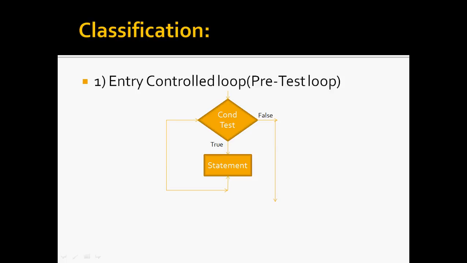As you can see, in the entry control loop, the condition will first be checked for the variable. If the condition is true, then the statement will be executed. And if the condition is false, then the control will directly transfer to the next statement after the loop. This process continues until and unless the condition becomes false.